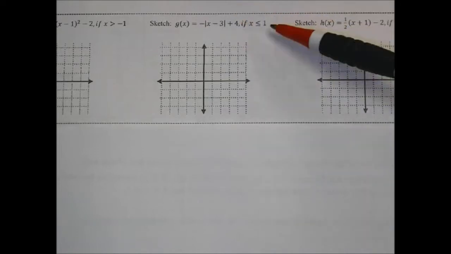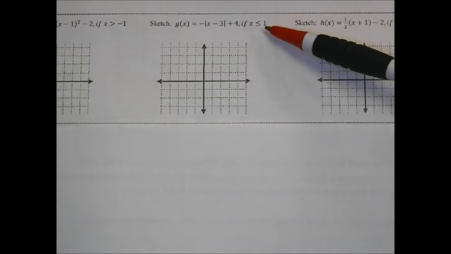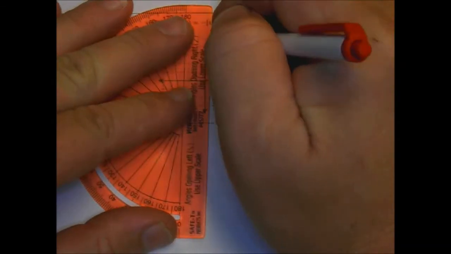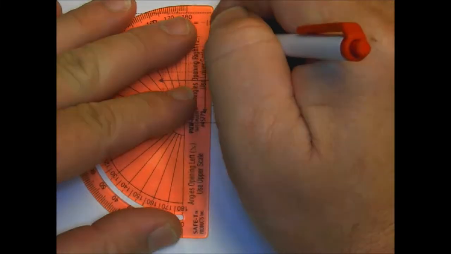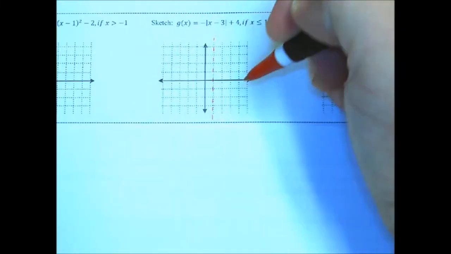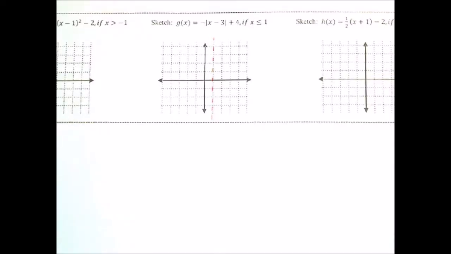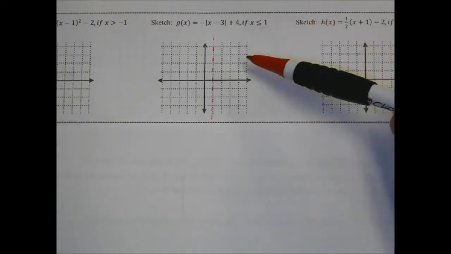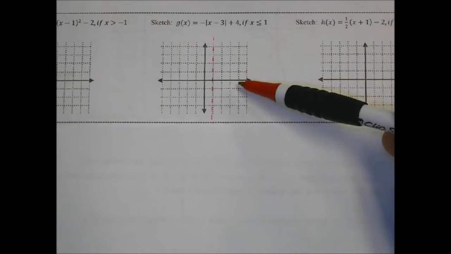Now here's the little kicker. It's not much, but here's the little kicker. This is only for the values of x that are less than or equal to positive 1. So what we're going to do is we're going to make a little boundary line. Now this is not an asymptote. It's just to help you make the graph. There's a boundary line at x equals 1. We only want the part of this graph that is to the left of this number, including 1.